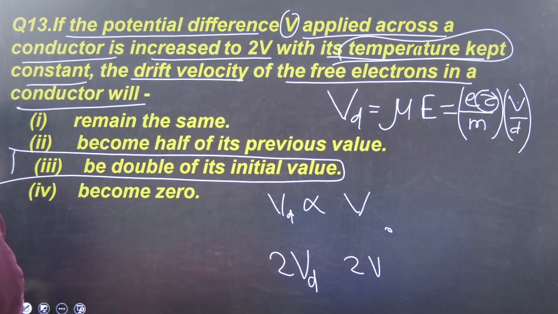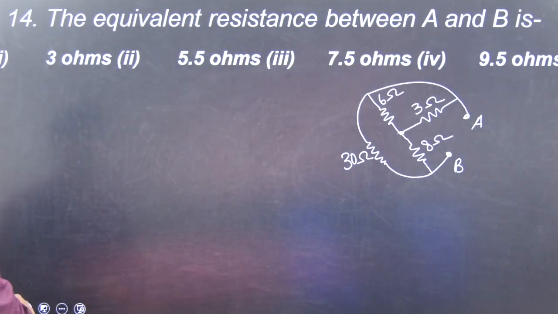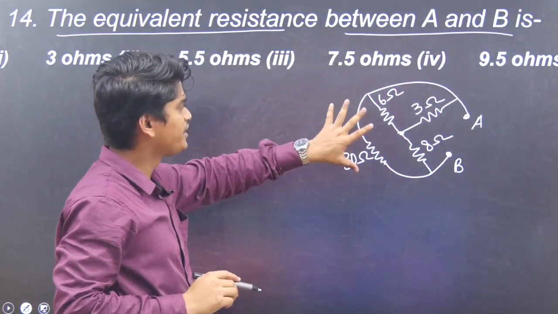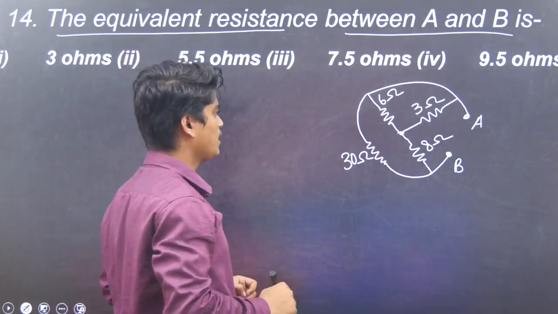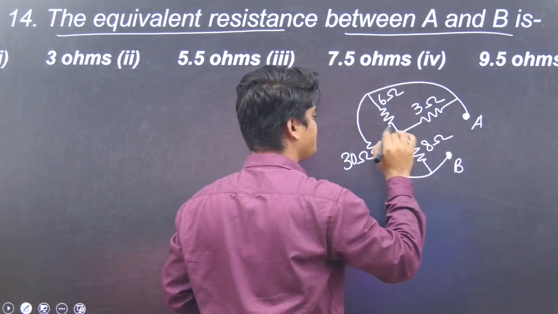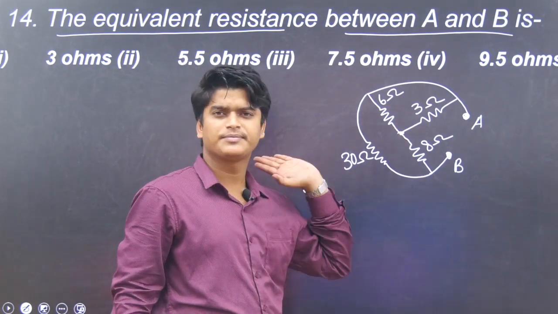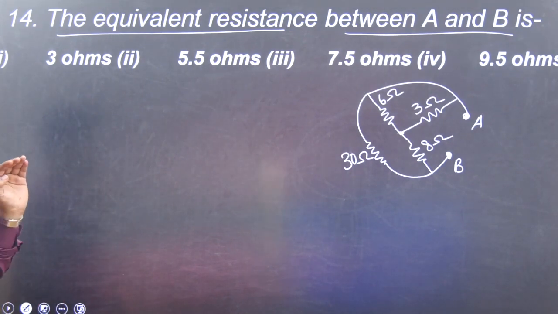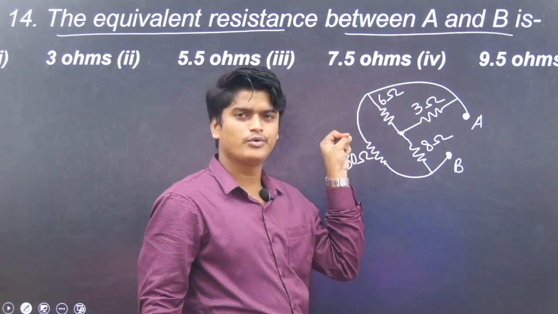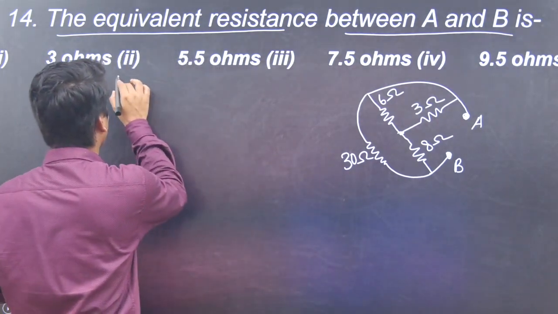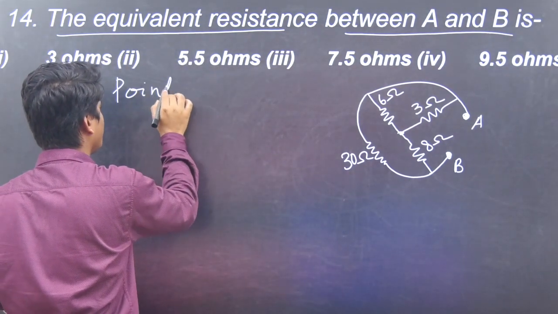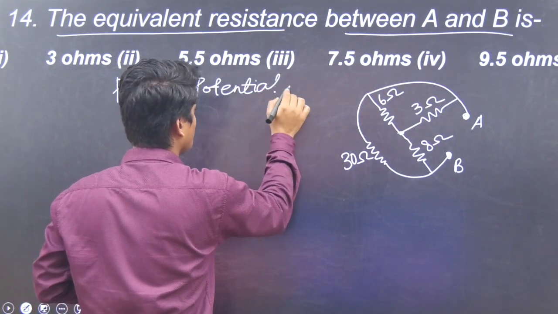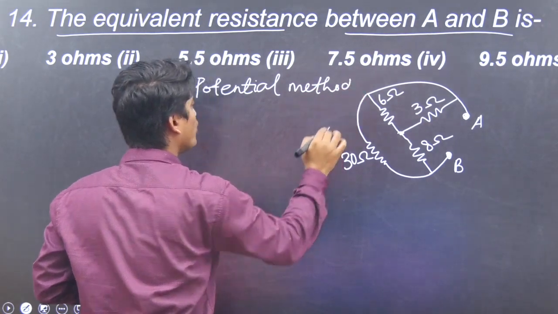Now come to the next question. Here it asks for the equivalent resistance between A and B. One picture is given and some options are given. You see here, this point is A, this point is B. Resistors are given like this and we are finding the equivalent resistance. Now try to understand. When this type of circuit comes, always solve it with the point potential method. I'll tell you one method you follow, that is called the point potential method.